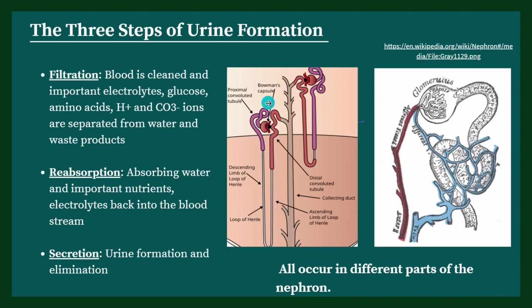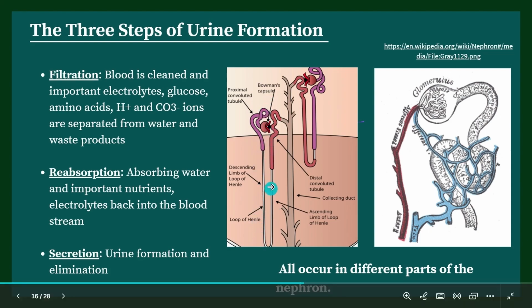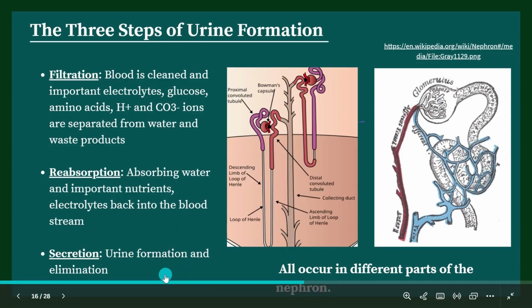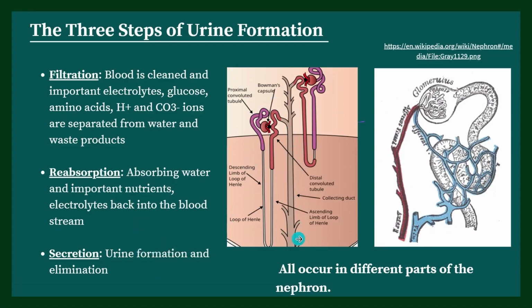And everything that our body doesn't want goes through this hairpin and goes down into the duct and out the ureters. So filtration is the filtering part where the good stuff that we want to keep gets pulled out. And then reabsorption is reabsorbing the water, and secretion is putting the fluid that we don't want down into the bladder.